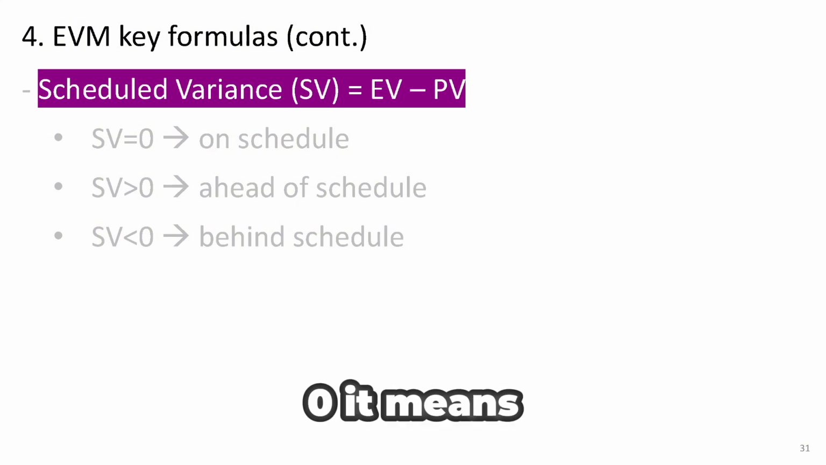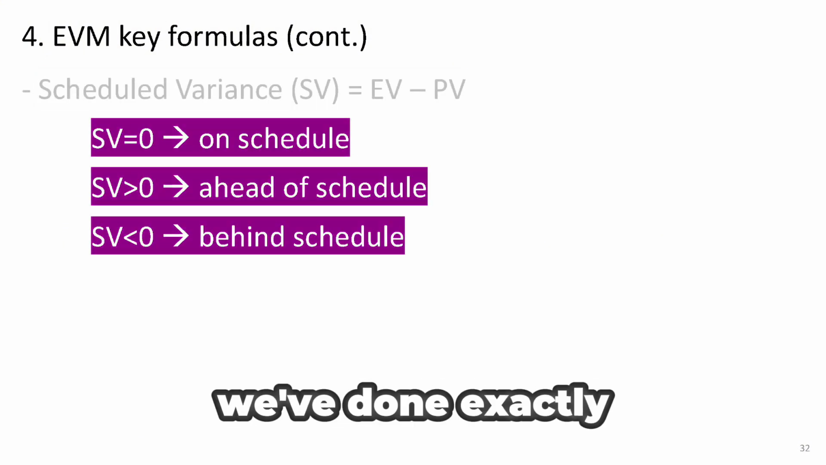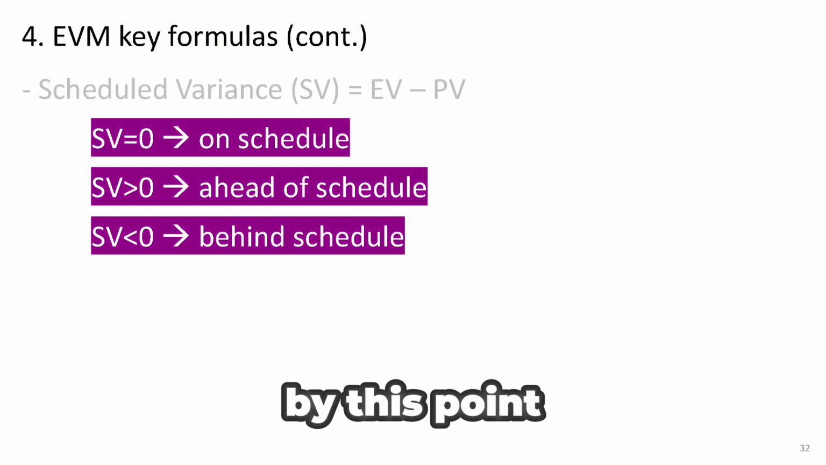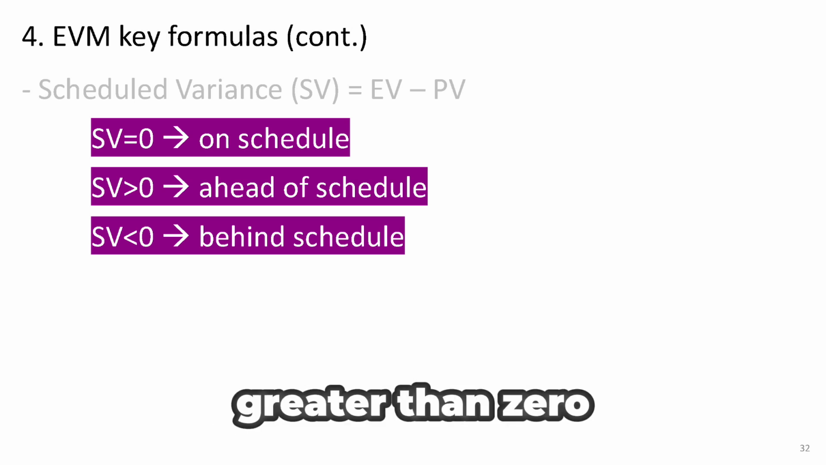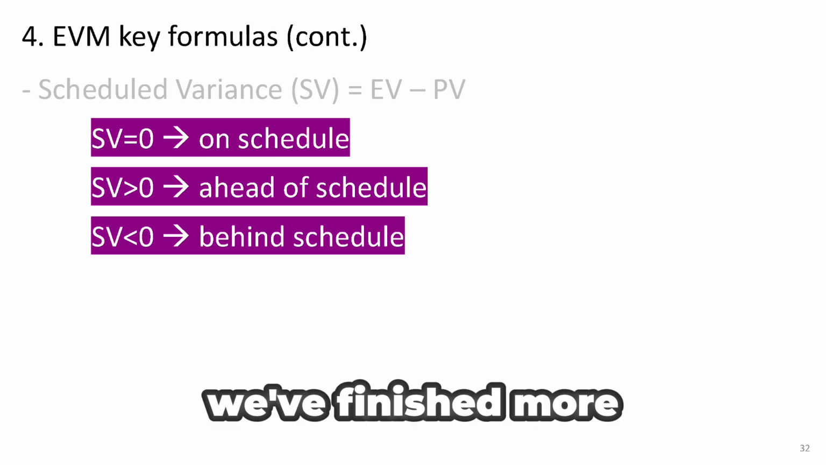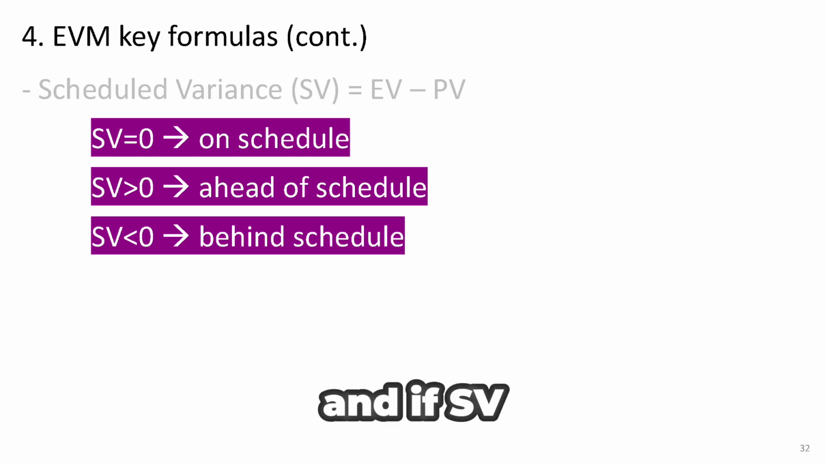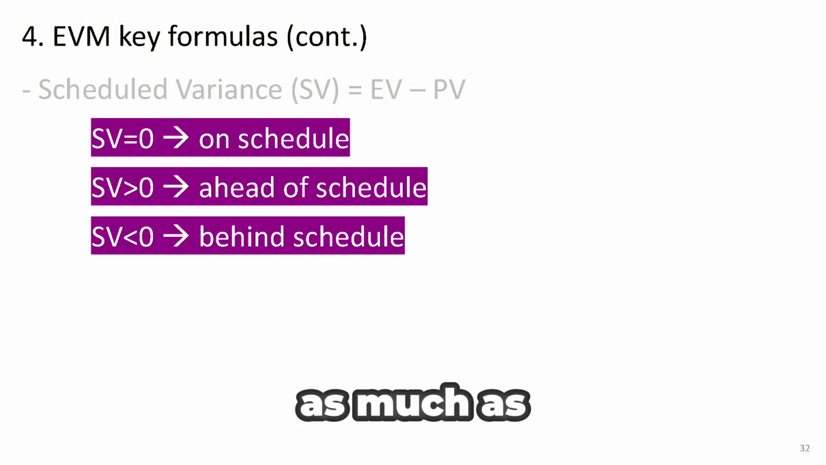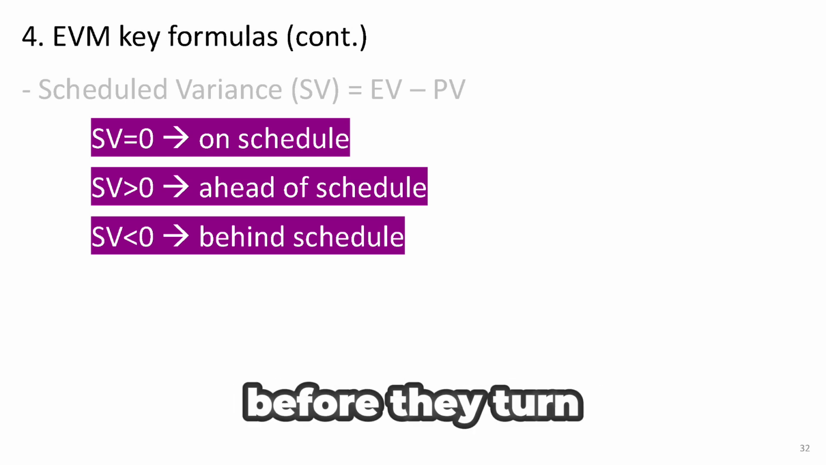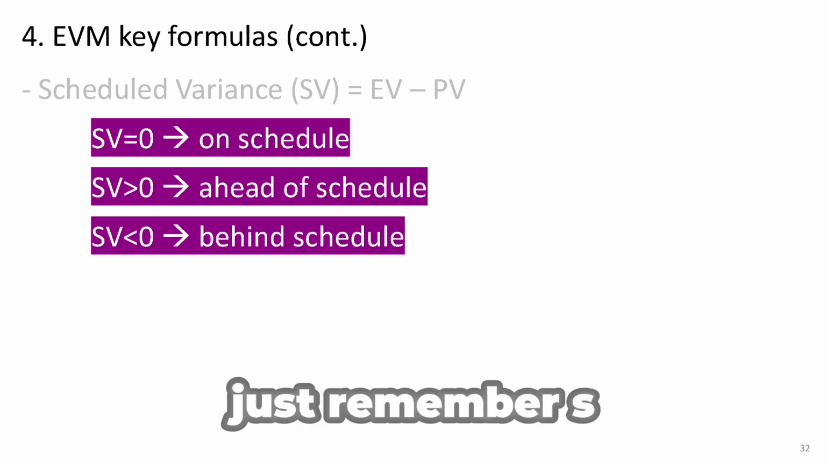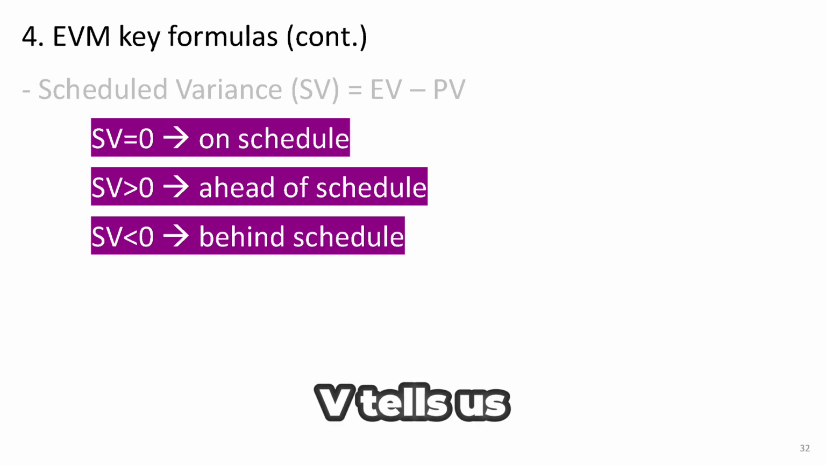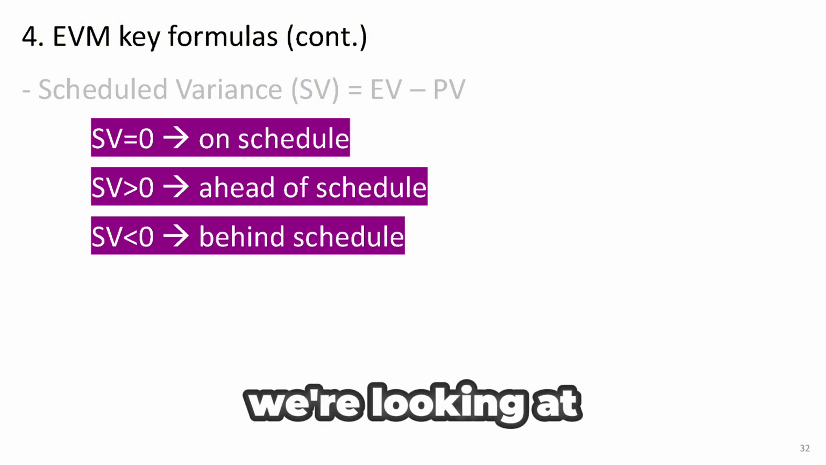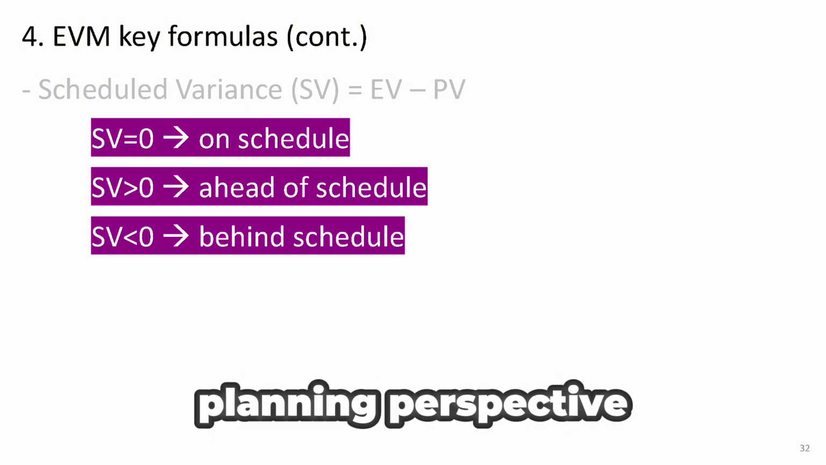If SV is 0, it means we're right on schedule. We've done exactly as much work as we planned by this point. If SV is greater than 0, we're ahead of schedule. We've finished more work than we expected to by now. And if SV is less than 0, we're behind schedule. We haven't done as much as we should have. It's a great way to spot delays or early progress before they turn into bigger problems. Just remember, SV tells us about progress measured in value, not in days or weeks, so we're looking at it from a performance and cost planning perspective.